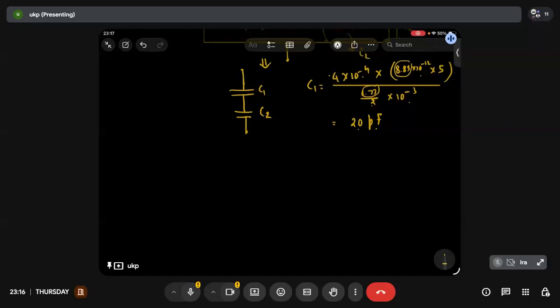Babu, pico, you understand? 10 to the power minus 12 is pico. So just forget this 10 to the power minus 12 and tell me what is the value you are getting from the rest of the part. Are we getting this or are we getting something else?